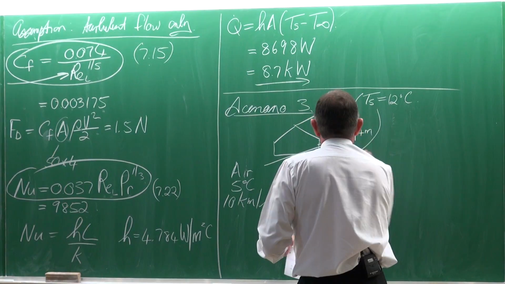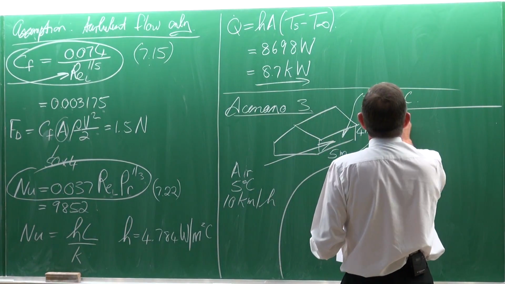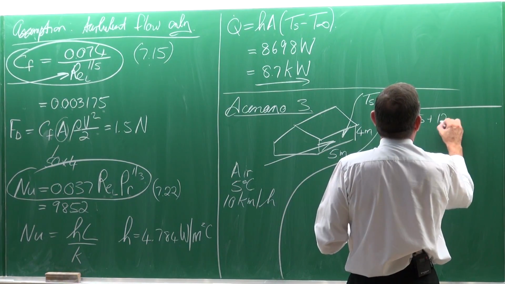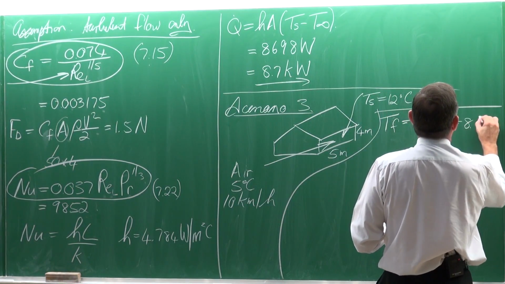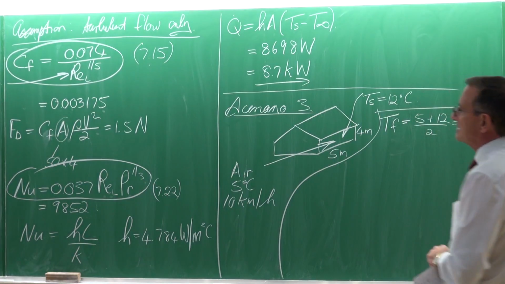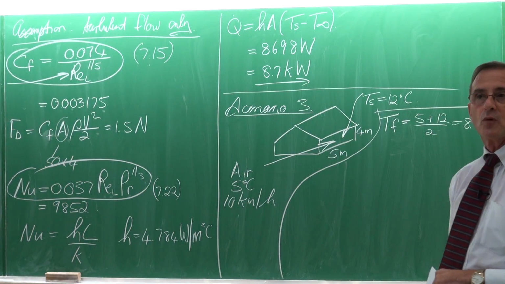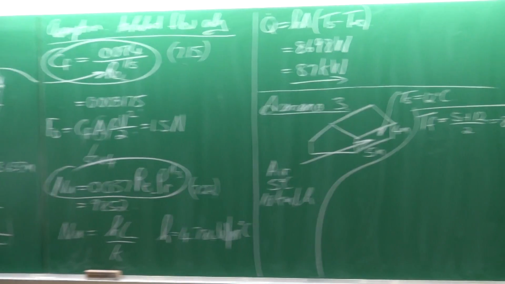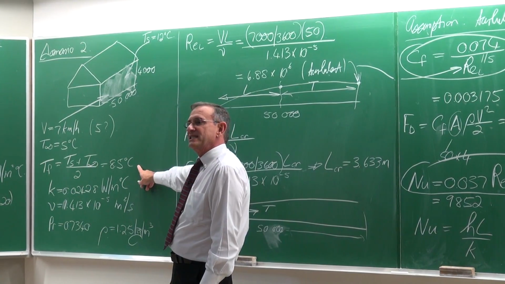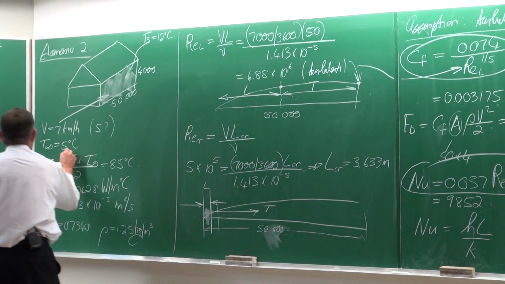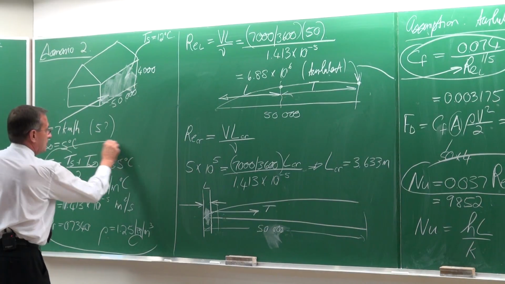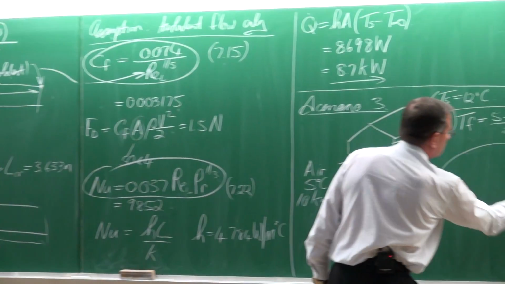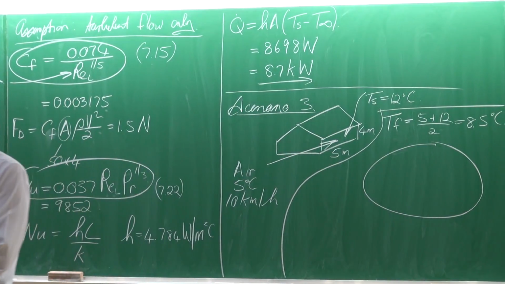Right, so we need to get the properties. We're going to get the properties at 5 plus 12 divided by 2. That is at a temperature of 8.5 degrees Celsius. Okay, and this temperature is the same as that temperature, and for both it's air. So these properties are the same.